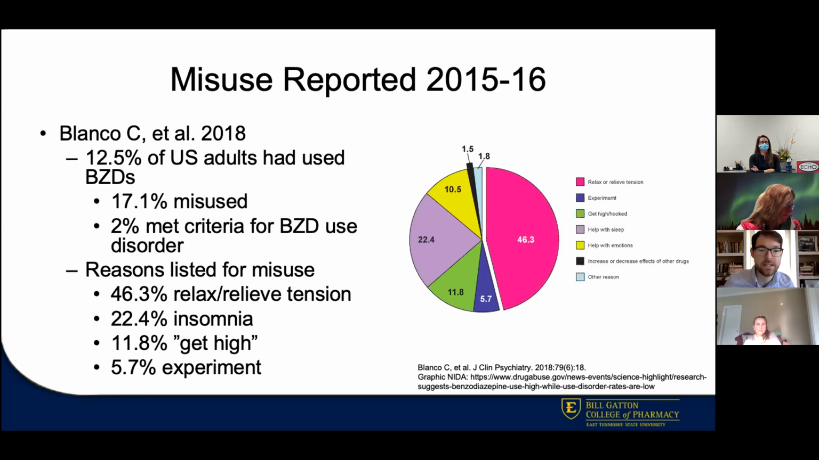And the reasons listed for misuse of the medications were mostly, the biggest one was to relax or relieve tension, followed by insomnia. About 12% of people used benzos to get high, and then 10.5% said to help with emotions, and 5.7% to experiment.